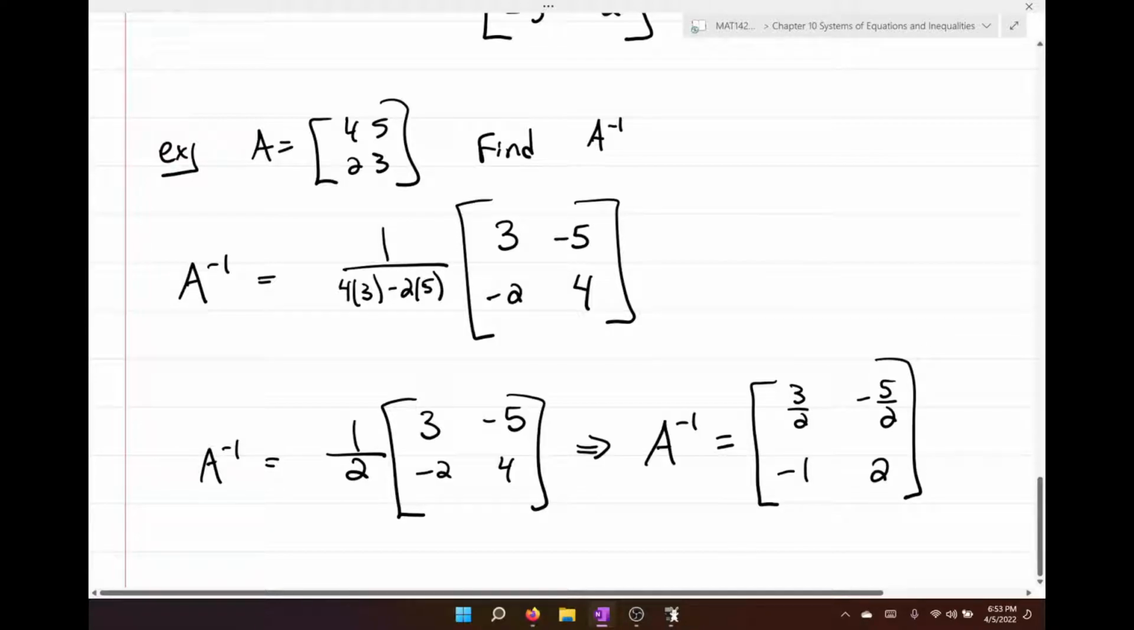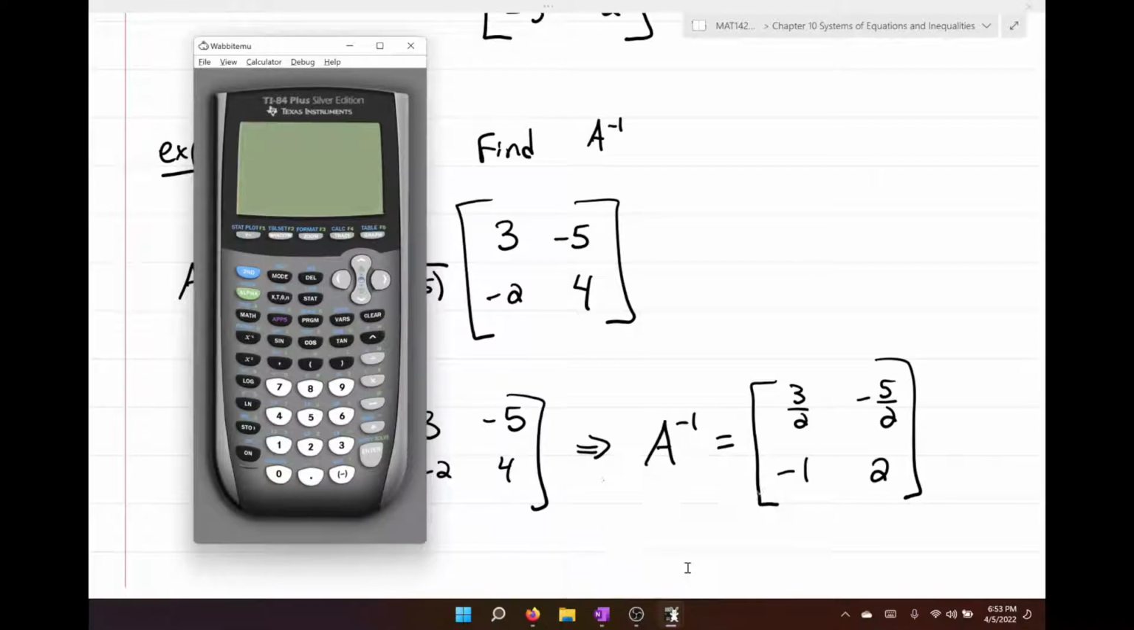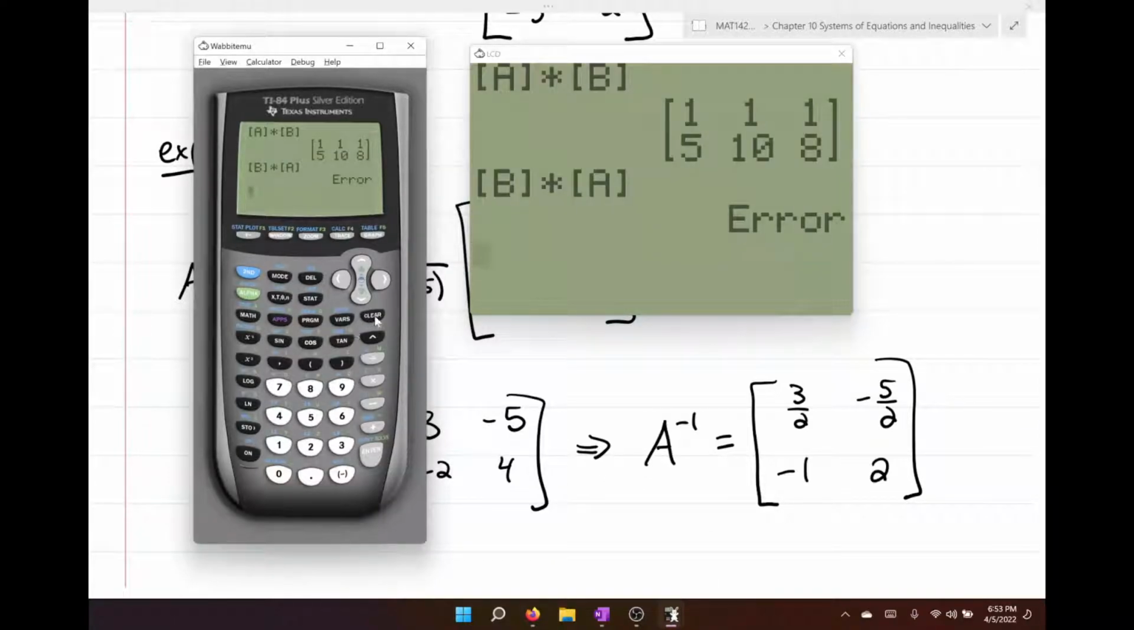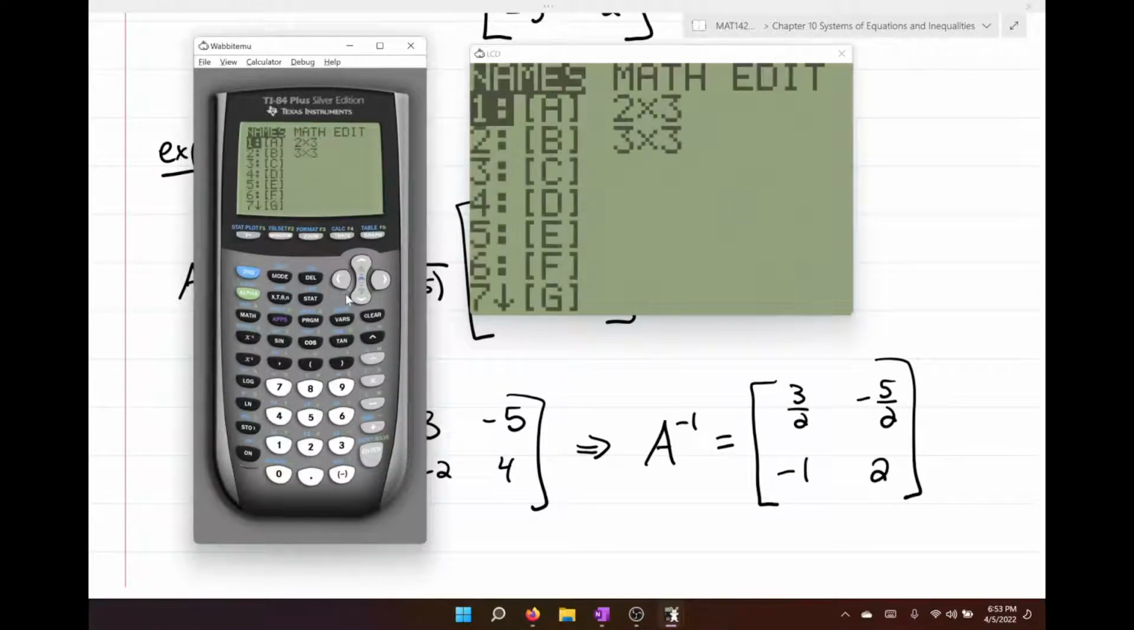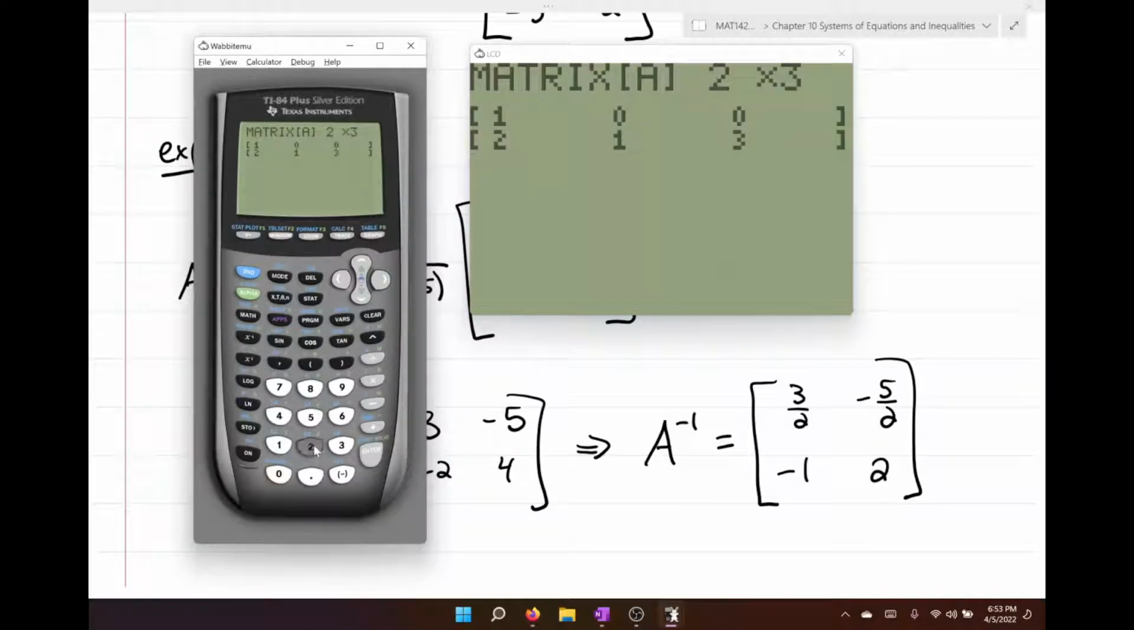All right? Now, I'd love to show you how to do this on your calculator. So we're going to get out our calculator here. I'm going to turn it on. We're going to go to the matrix, and we're going to type in our square matrix here. So this is a 2 by 2.